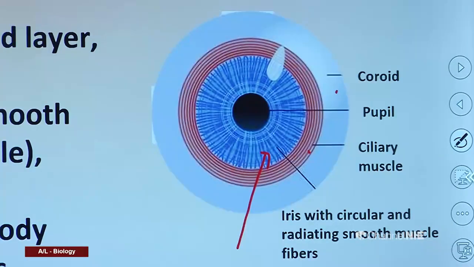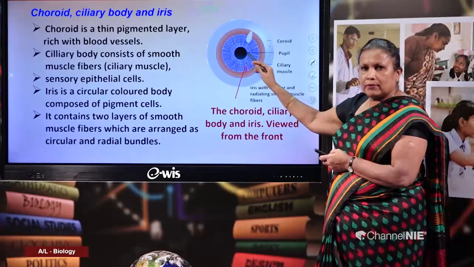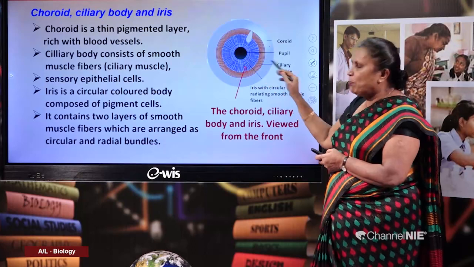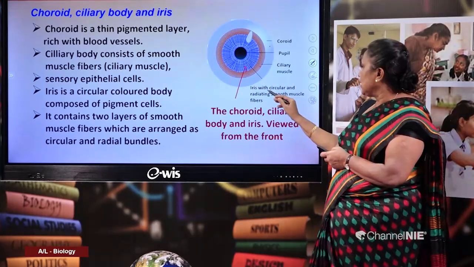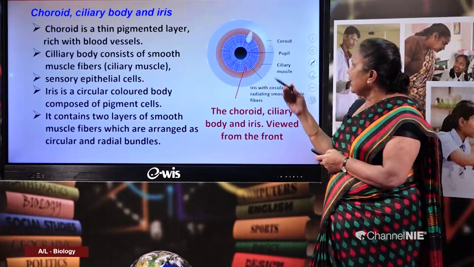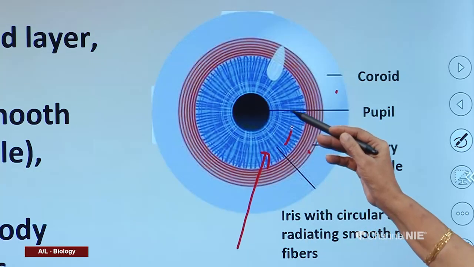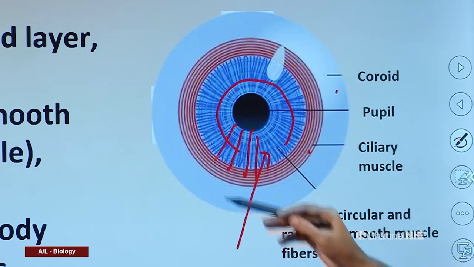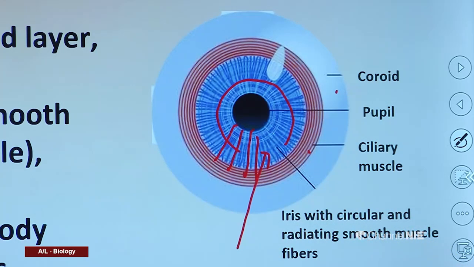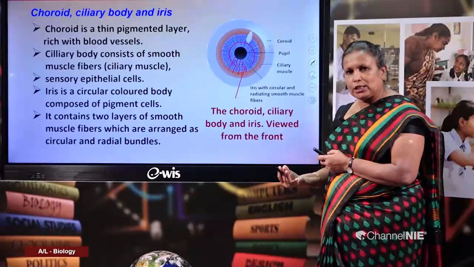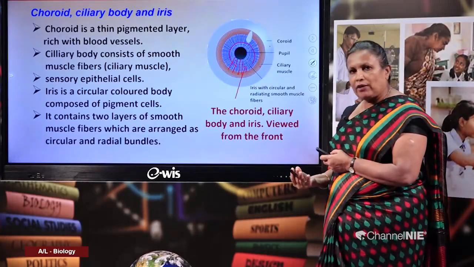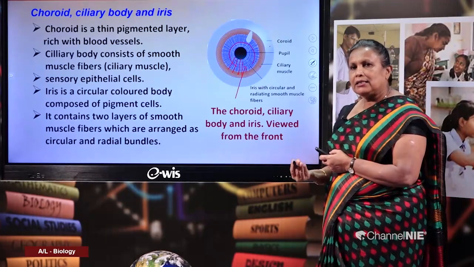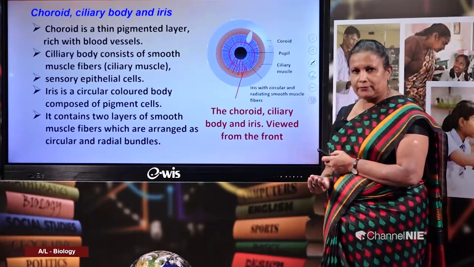The iris contains two arrangements of smooth muscles, circular and radiating. You can see circular muscles and radiating muscles. The contraction and relaxation of these muscles are involved in changing the size of the pupil.